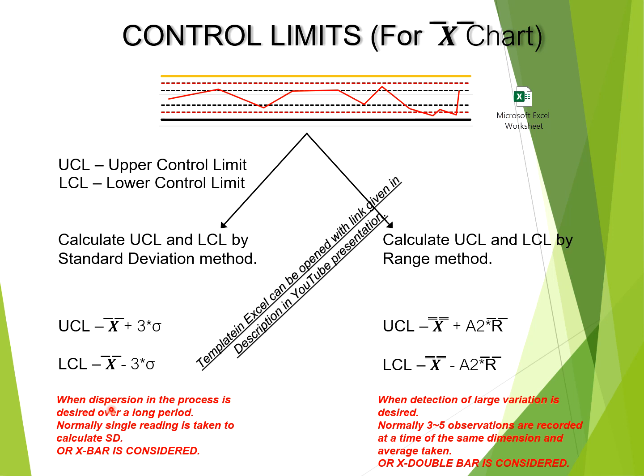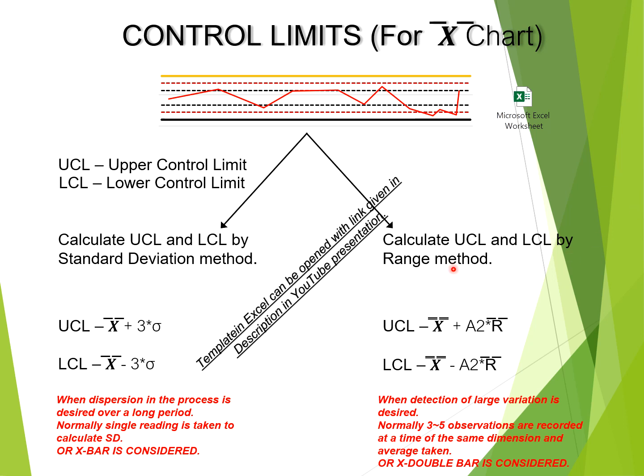This method is used when the dispersion in the process is desired over a long period. In this method, normally a single reading is recorded at a time, or in other words, only X bar is calculated and X bar is considered, not X double bar here.